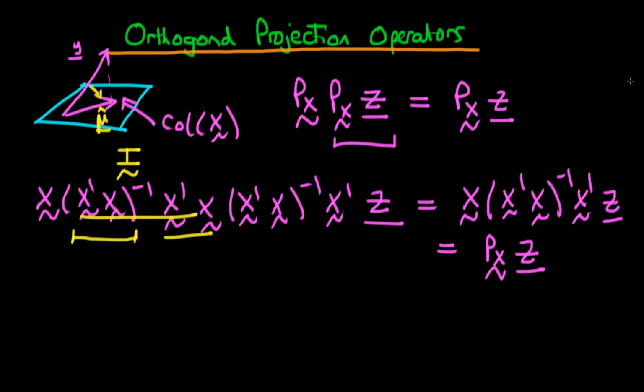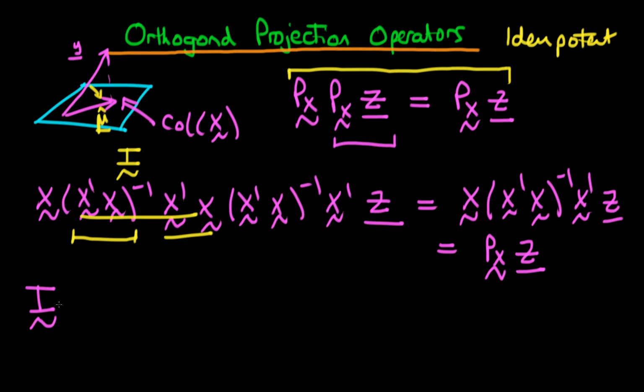This particular property, which we've just proved for the orthogonal projection operator Px, is what we would call the operator being idempotent, or the matrix being idempotent, which means that if you operate it on itself, it just yields itself.